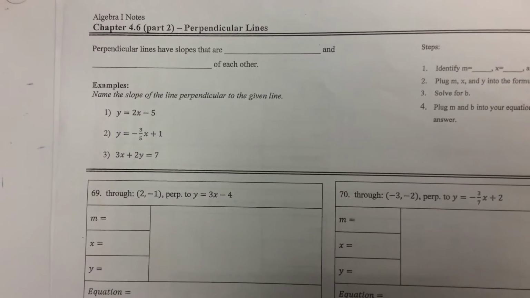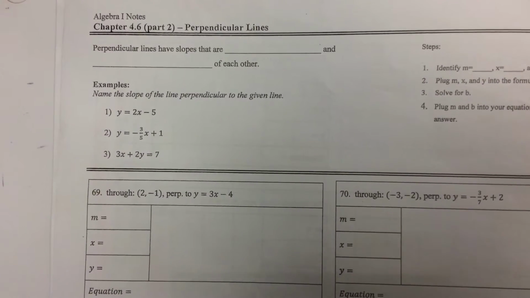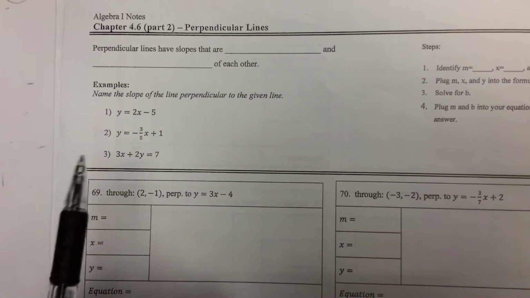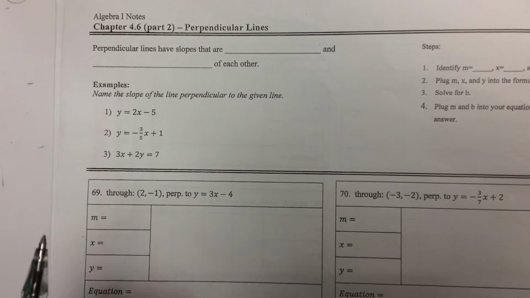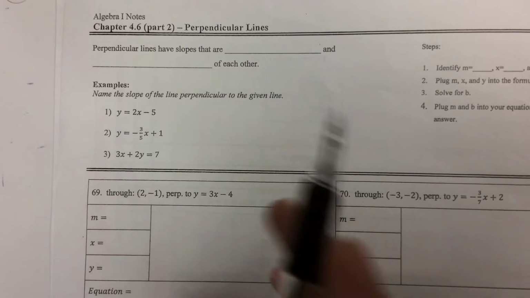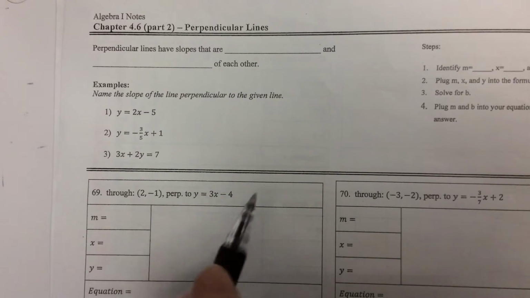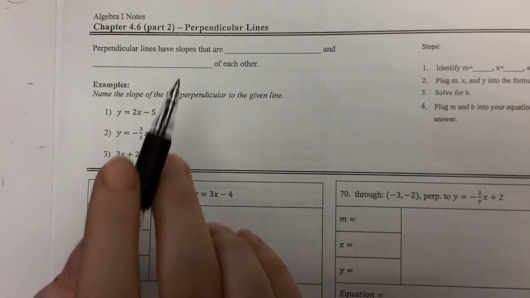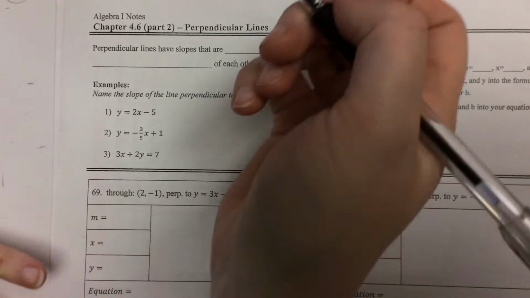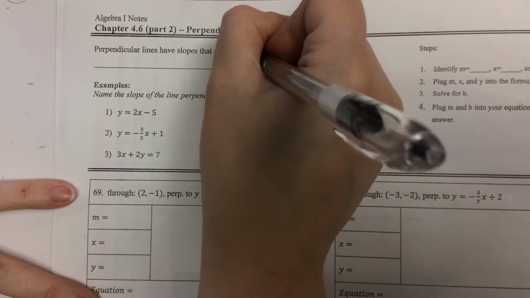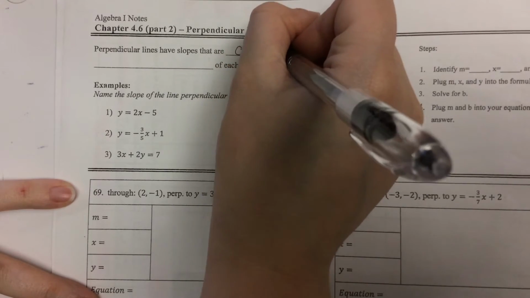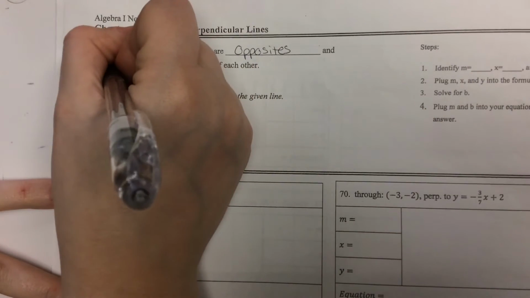All right, video for 4.6 part 2. This time we're going to be talking about perpendicular lines. In the last section we were learning about parallel lines, and if you remember, parallel lines have the exact same slope. So this time when we're talking about perpendicular lines, they don't have the exact same slope. They have slopes that are opposites and reciprocals.